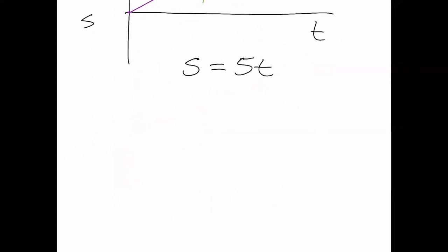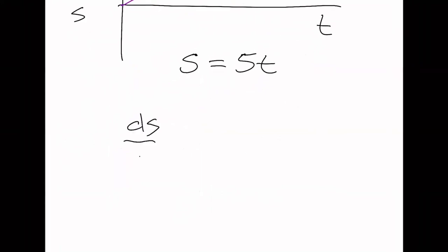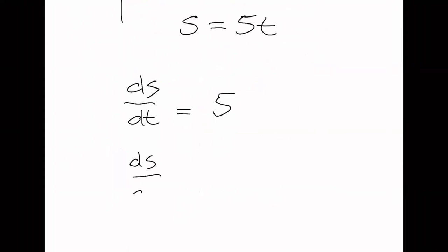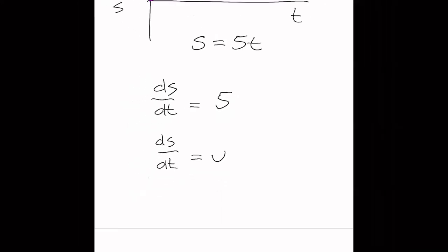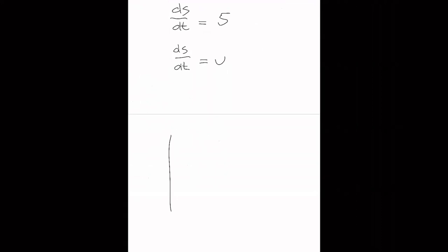Cool. So I have a function for the displacement. Then what you can do is take ds by dt, which is the gradient of the graph, or the derivative of the graph, and that would just be 5. But you also know that ds by dt, the change in displacement over time, is the velocity. So can you see that the velocity in that case would be 5? So if I was going to plot this as a velocity time graph, I would plot velocity versus time, and it would just be a constant straight line at 5. Cool, everyone happy so far, just in terms of gradients, derivatives, velocity versus time, whatever.